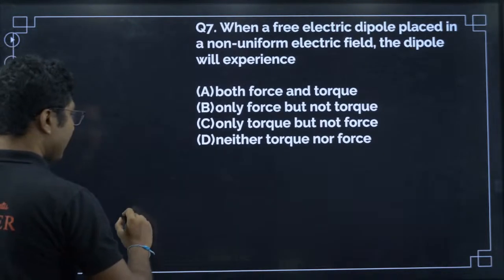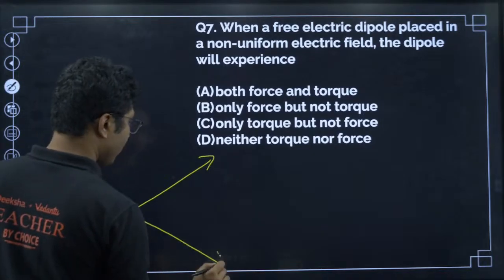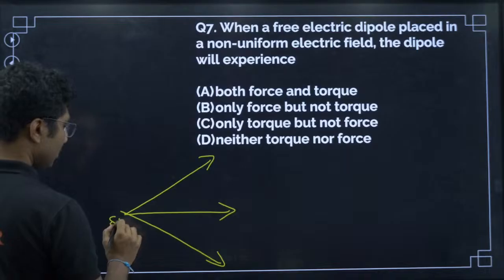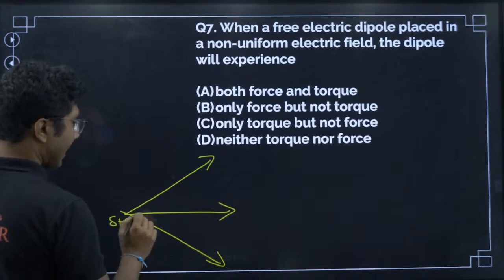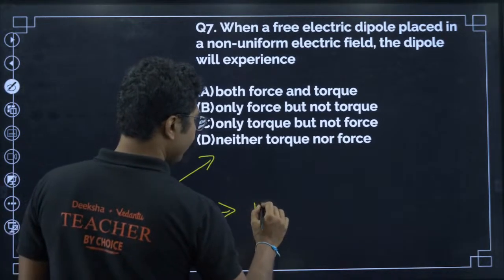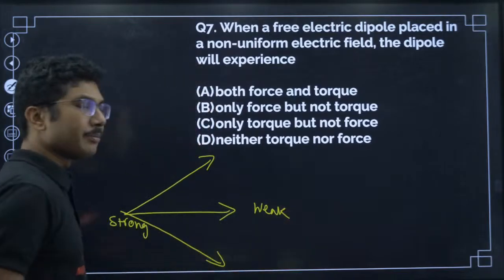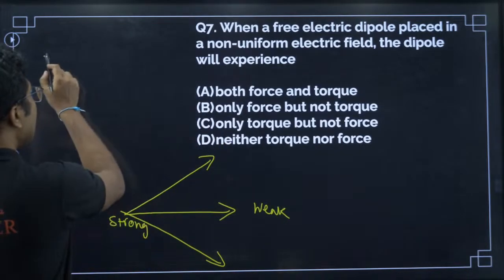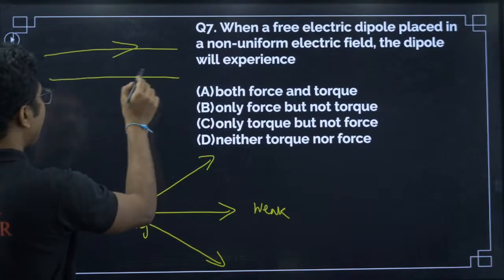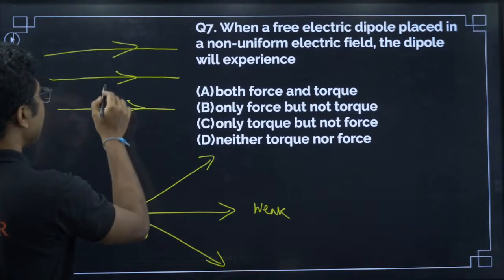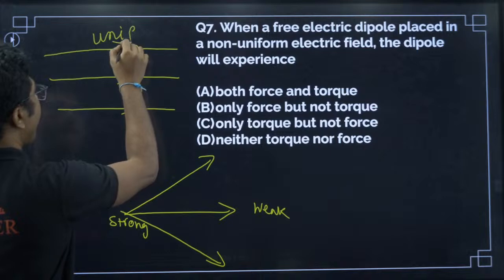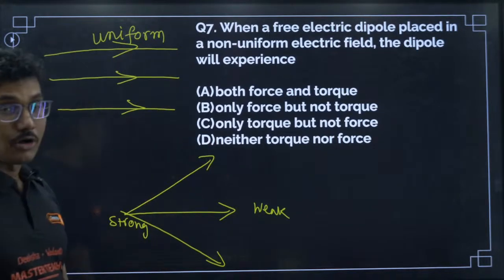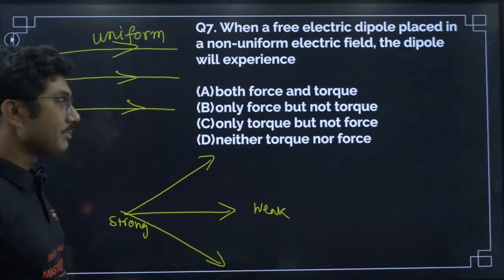Okay. So, for example, this is an example of a non-uniform electric field. Here the electric field is strong, and as you are moving, here it is weak. So, this is an example of a non-uniform electric field. The non-uniform electric field can be drawn like this. Generally, if they are parallel lines, that means the electric field is uniform. This is uniform. Whereas, if they are converging or diverging from some point, that means they are non-uniform.